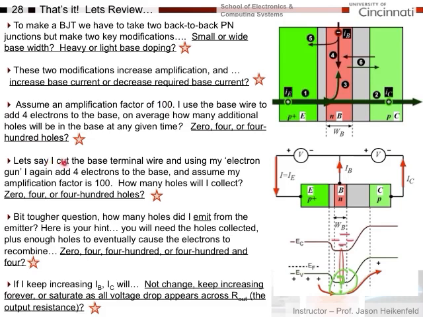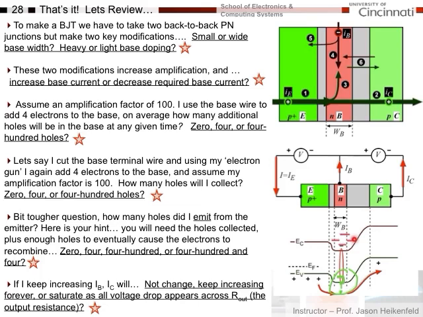Next question. Let's say I cut the base terminal wire, and using an electron gun, I add 4 electrons to the base. What this means, basically, is that I put 4 electrons in here, but there's no wire. So once those 4 electrons are in there, they're going to stay there until they recombine, but there won't be 4 to replace them. So it's not like I keep feeding in more electrons. There's no wire. I just use some electron gun, and I go 1, 2, 3, 4, and they're sitting there, but once they disappear by recombination, they're gone forever.